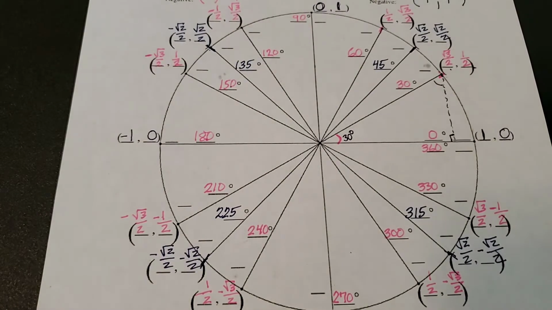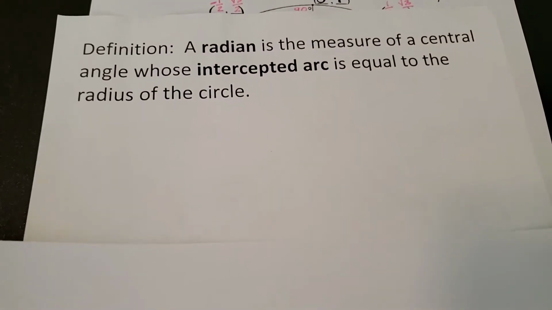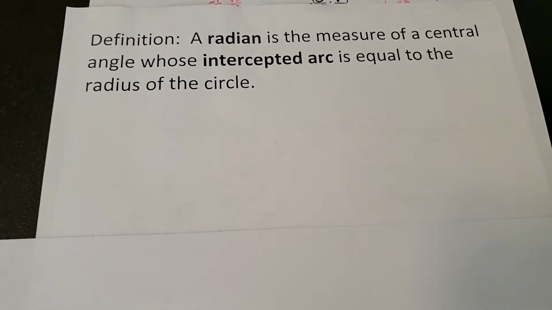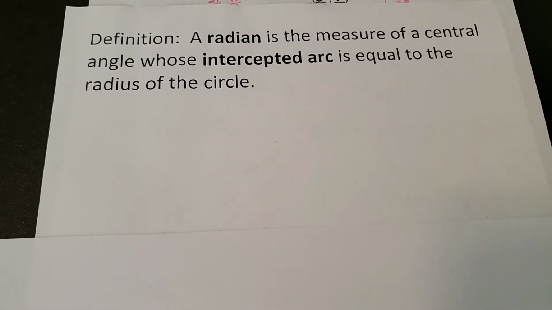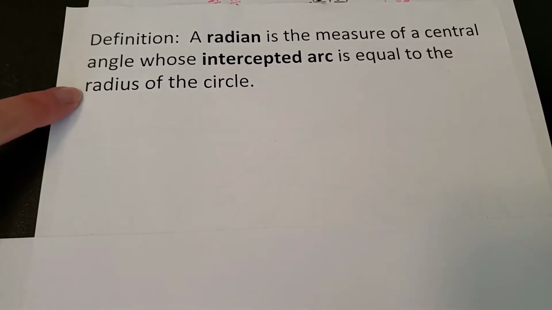And so we have a definition of radian measure that I would like for you to take a look at. A radian is the measure of a central angle. So we're still referring to a central angle, but it's no longer the angle of rotation in degrees. It is the intercepted arc. And a radian is equal to the radius of the circle. So a radian is a unit of measure, like feet is a unit of measure and centimeters is a unit of measure. Radian is the unit of measure, and it's based off of the radius of the circle.